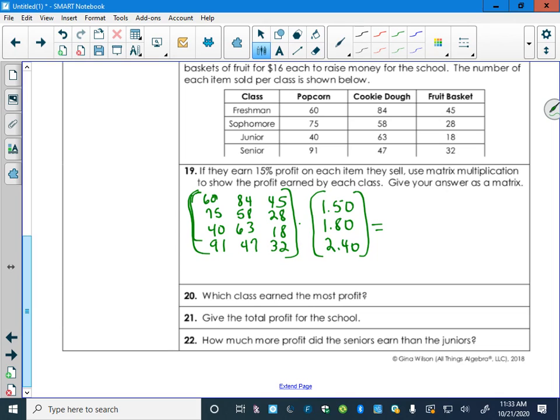My final answer would be, now you remember, I'm going to multiply top row times the first column. So 60 times $1.50 plus 84 times $1.80 plus 45 times $2.40. So that's $349.20. Then $284.10, $216.60, and lastly $297.90.